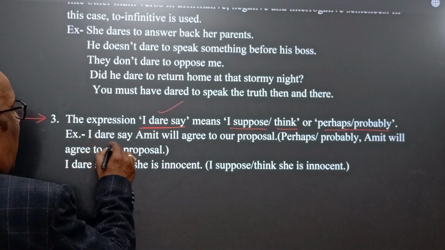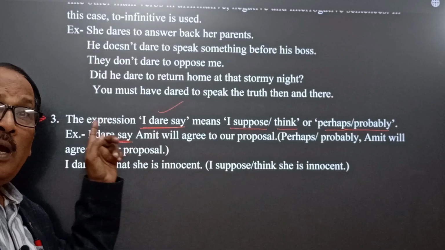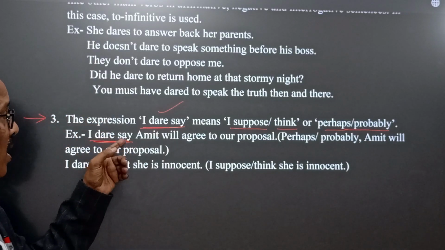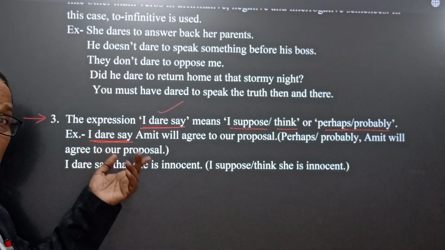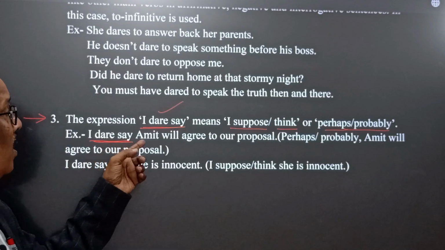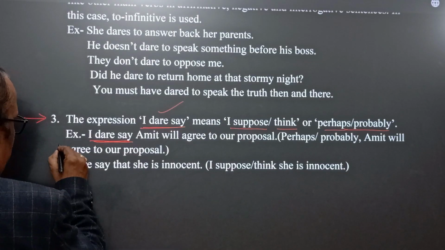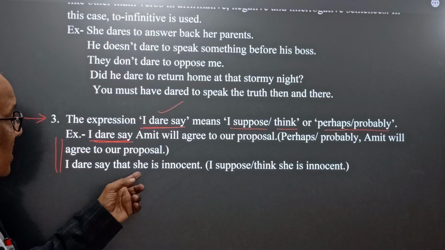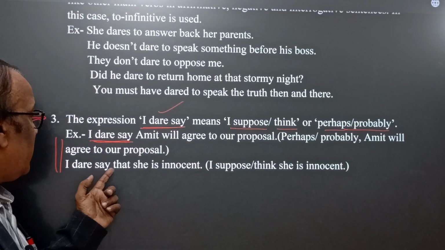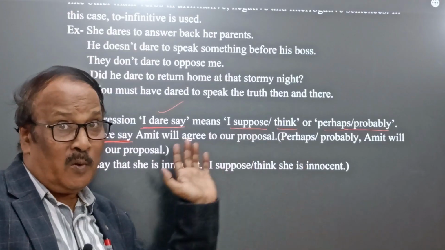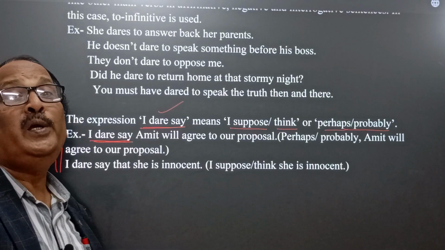For example, I dare say Amit will agree to our proposal. It means I think or I suppose Amit will agree to our proposal. In other words, perhaps or probably Amit will agree to our proposal. Both are accepted. Another example, I dare say that she is innocent. Here, the speaker thinks that she is innocent. In other words, we can say probably or perhaps she is innocent.